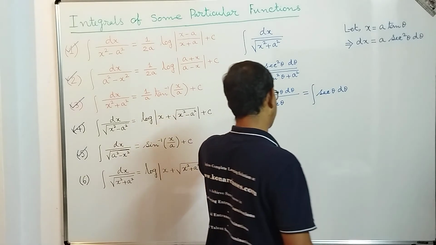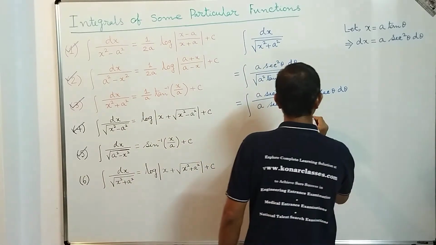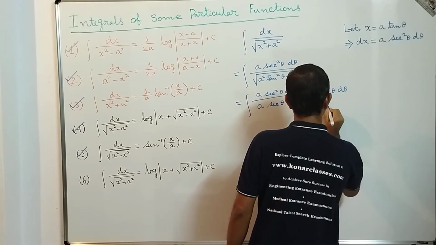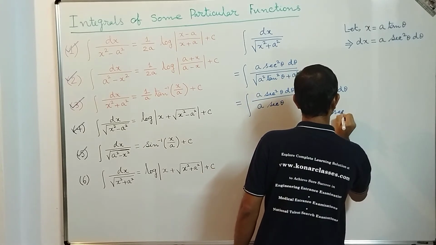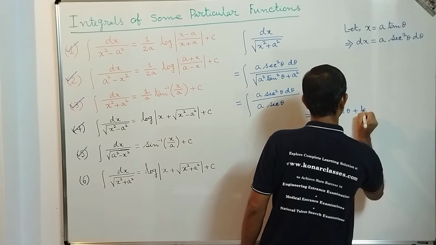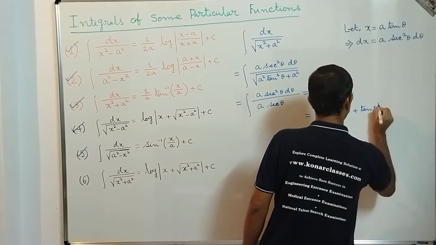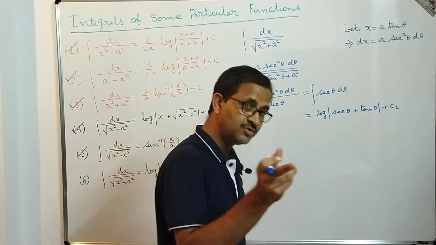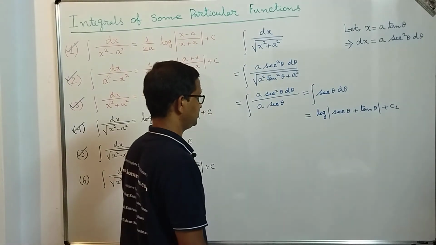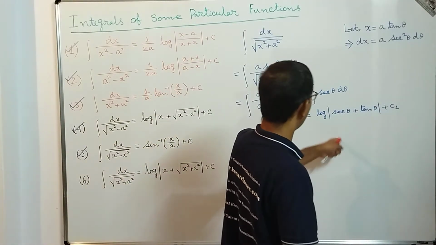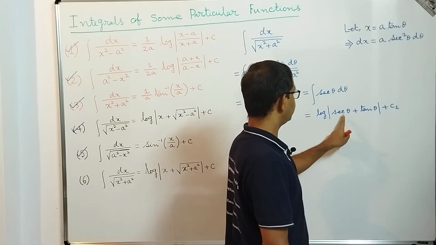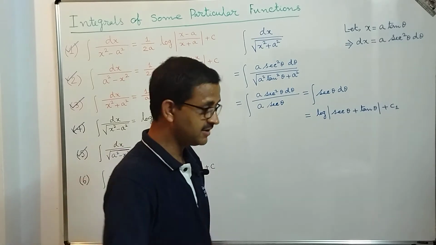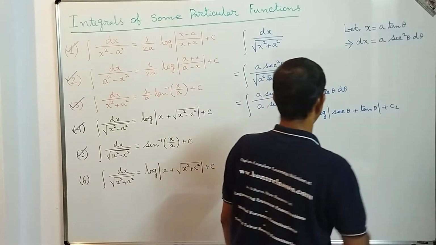So what we get is the integration of sec theta. And we know what that integration of sec theta is. So that is equal to log of mod sec theta plus tan theta plus an integrating constant C1. C1 is the constant of integration here. Why did we take C1? Once we replace the values of sec theta and tan theta in terms of x and a, we will see that one integrating constant will come out. Okay, so we will see this thing.